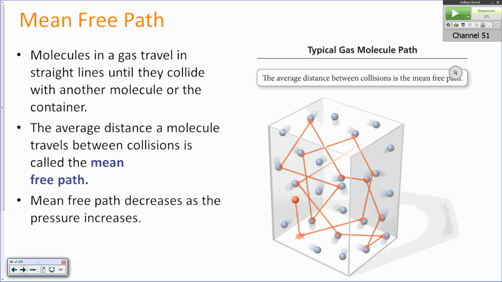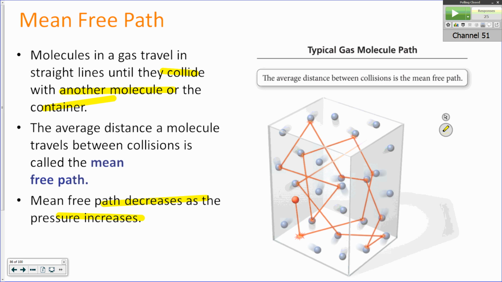Now, there's a term that we use called mean free path, and the mean free path of a gas represents the average distance that a gas molecule can move until it collides with another molecule or the container. That mean free path decreases as the pressure increases. The pressure increases because there's more molecules there. Temperature wouldn't change it because it's just going there faster. It's not changing the distance.